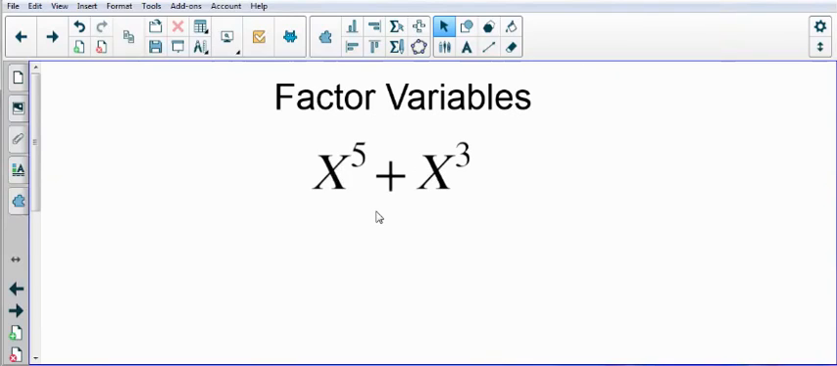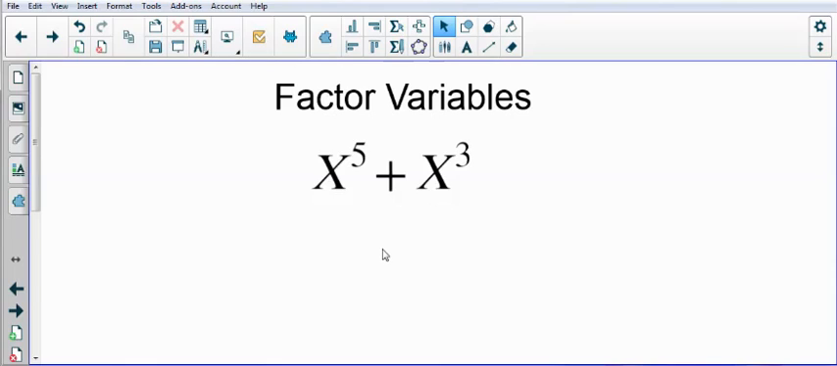Quick question, what's x to the fifth plus x to the third? I'll give you a second. Go ahead and pause. That's right. X to the fifth plus x to the third is x to the fifth plus x to the third. In order to combine them, in order to add or subtract them, they have to have both the same base and the same power. These don't. These are two different things. So you cannot combine them.